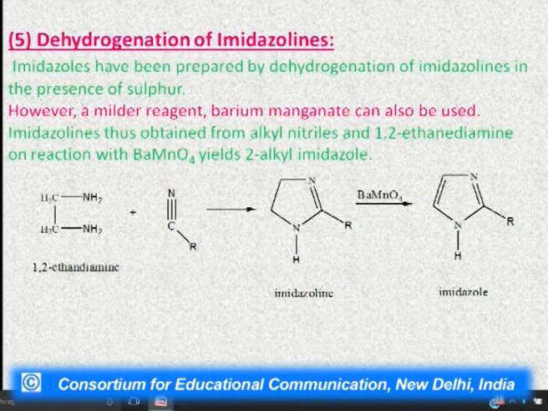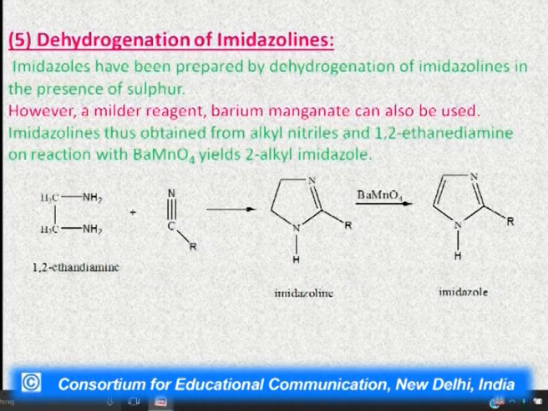Imidazole can also be prepared by the dehydrogenation of imidazolines. These imidazoles have been prepared from imidazoline in the presence of sulfur. However, a milder reagent, barium manganate, can also be used in replacement of sulfur.